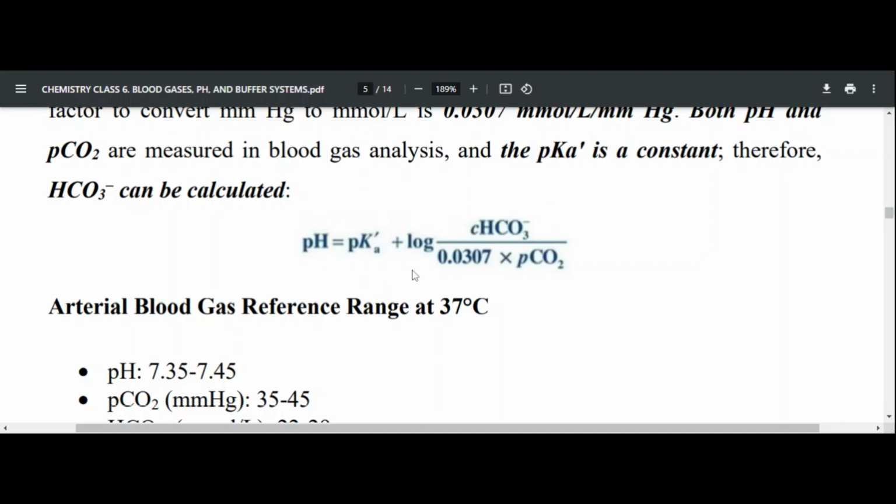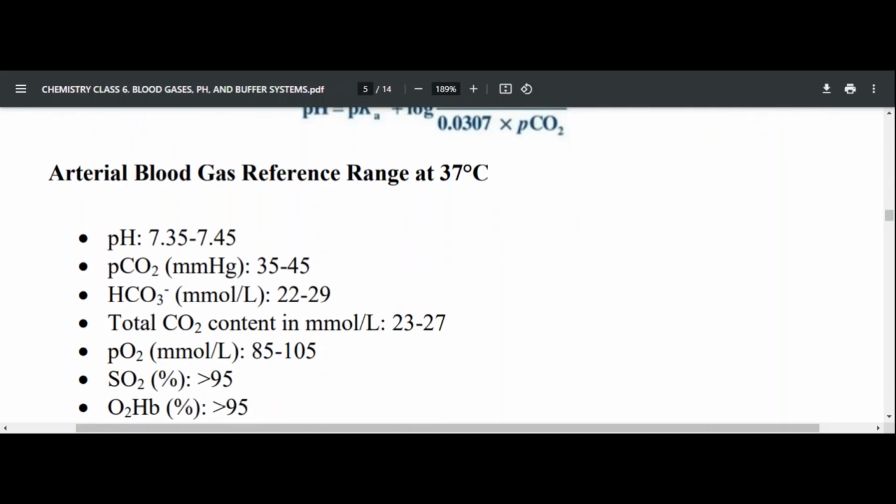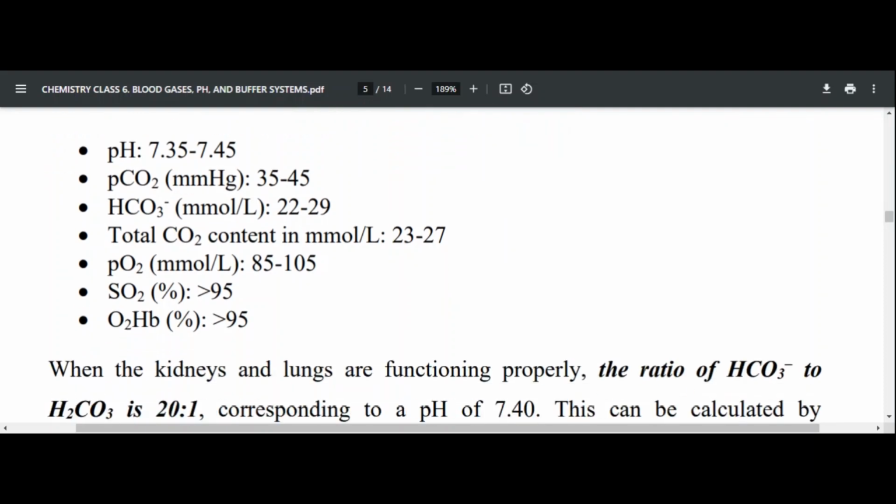So when you calculate pH, you replace the pKa, which is 6.1, plus the logarithm of the bicarbonate concentration over the partial pressure of CO2 term. Then you find that in a normal person, pH is 7.35 to 7.45. Partial pressure of carbon dioxide must be between 35 to 45 millimeters of mercury. Then you can convert it to millimole per liter if we need it. And bicarbonate ion should be between 22 to 29. This is the normal range for bicarbonate ion.